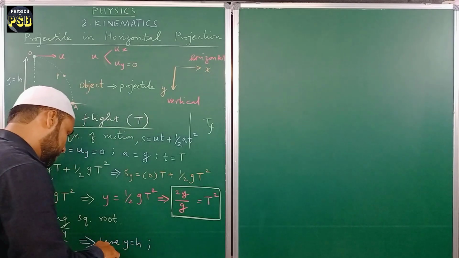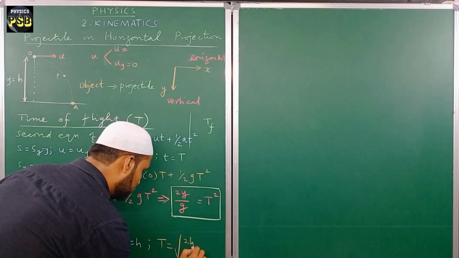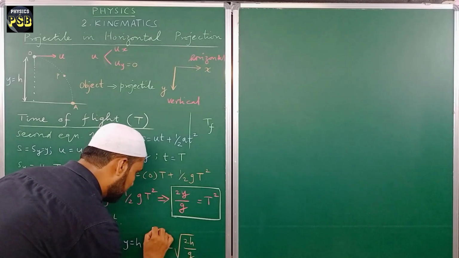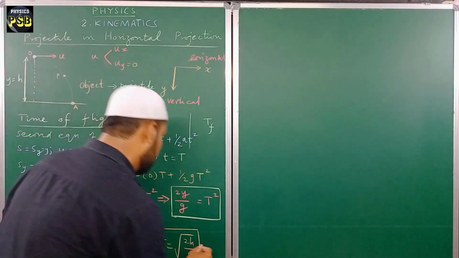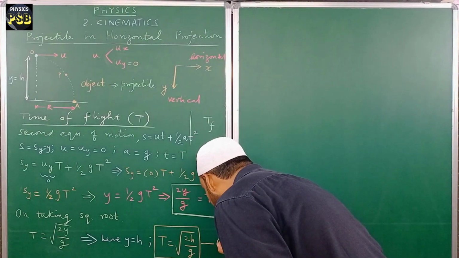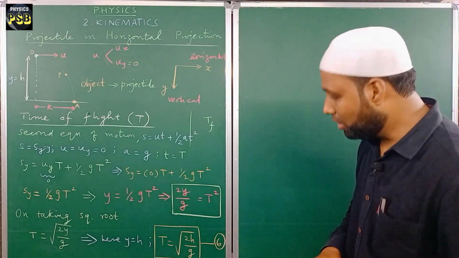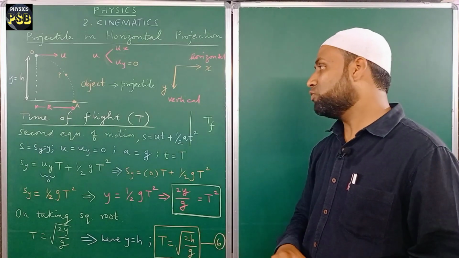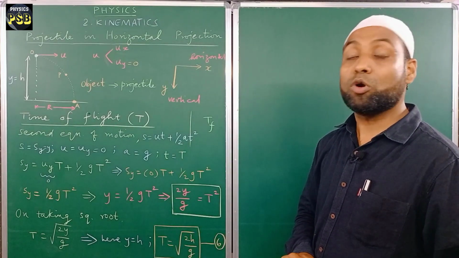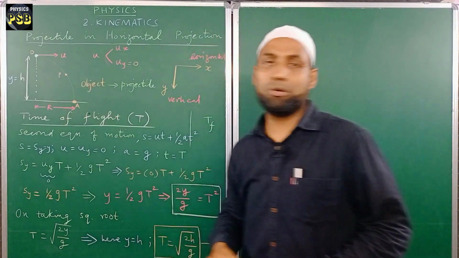So what I'll get? I get the t value to be equal to root of 2h upon g. This is the final expression which gives us the time of flight. Now this is taken as equation number 6. Before going ahead, let me provide some information about this equation. Here I told you t stands for time of flight. It is the total time taken by the object to reach the ground from the point of projection.